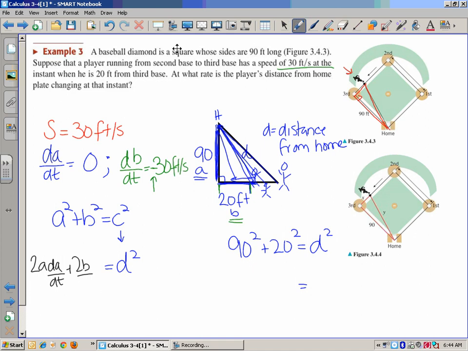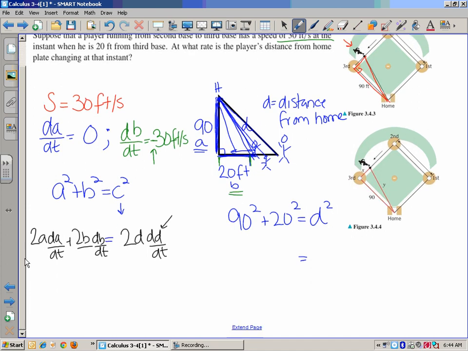There we go. 2B dB/dt, and then 2D, the change in the distance per time. Now, you could have used any other letter here. So this right here, remember, is the distance to home, so I use the letter D. Please feel free to change it because 2D dD/dt seems confusing, but that's fine. Now remember what I said up here, so this whole piece is going to be 0.